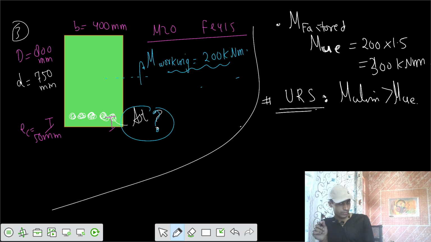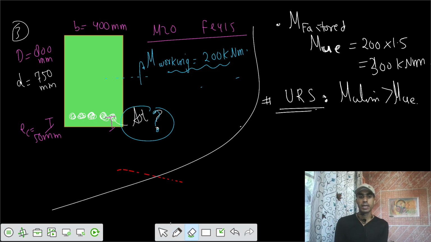Okay. Now, can we get the value of limiting moment of resistance? I want to see whether my limiting moment of resistance is greater than Mu external, because I want an under reinforced section. For that, I should get the value of limiting moment of resistance. Can I get that equation? I think we can get that.